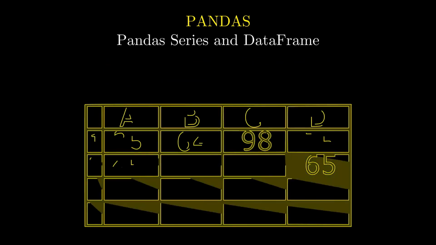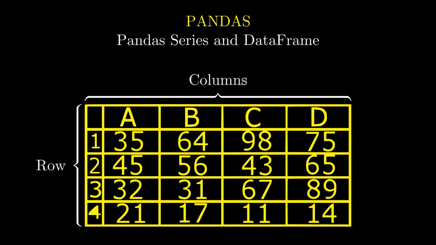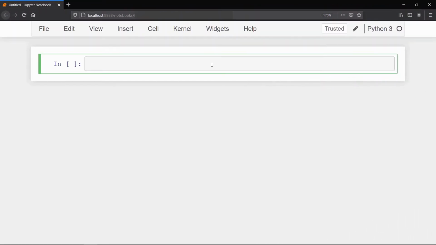Then we have data frames. It is a two-dimensional data structure which looks like an Excel spreadsheet with labeled rows and columns. We will discuss all the necessary things we need to learn about series and data frames in this video, so watch till the end. Series is the first main data type we are going to work with, and then we will use series to work with the data frames.